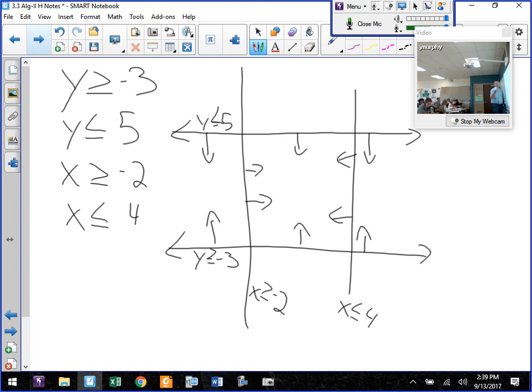You have how many points of interest here? 4 of them. You have 4 points of intersection. What are your ordered pairs? What's the x value here? On the lower right, what's your x value? What's your y value?